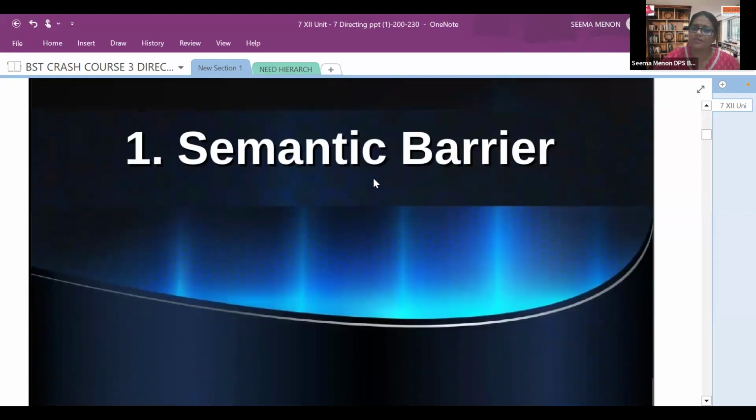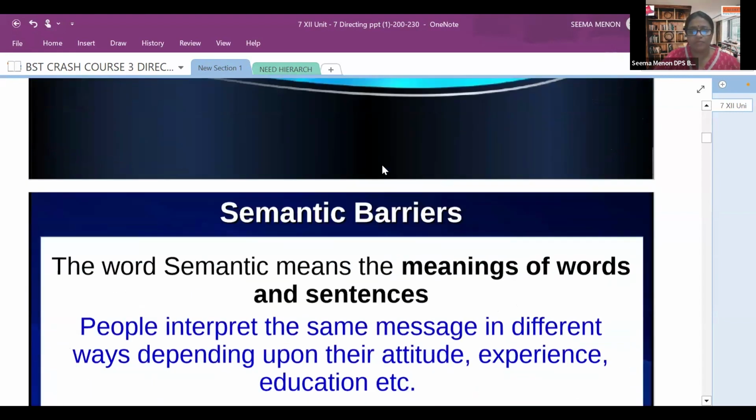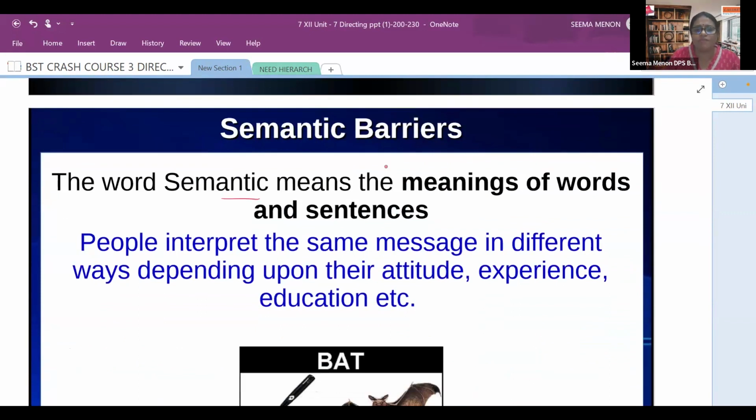In that, first let us discuss semantic barrier. What do you mean by that? The word semantic means the meaning of words and sentences. Somewhere we are not able to understand the meaning of a word, or the entire meaning of the sentence. People interpret the same message in different ways, depending upon their attitude, experience, education, etc. There are various words that sometimes confuse us.